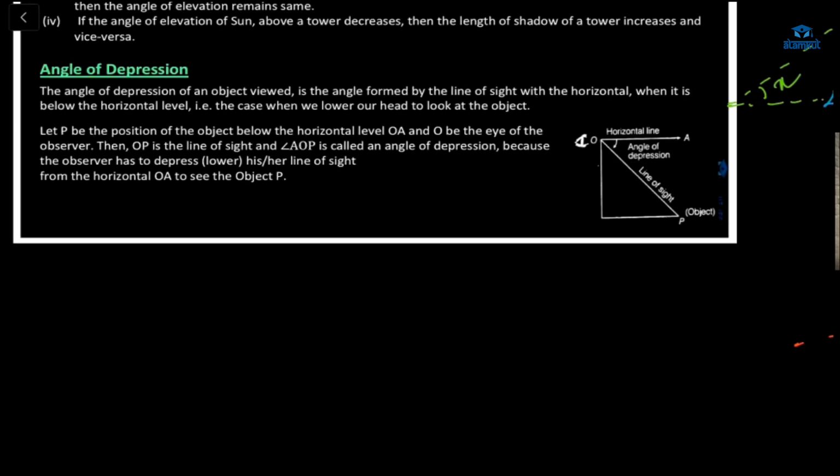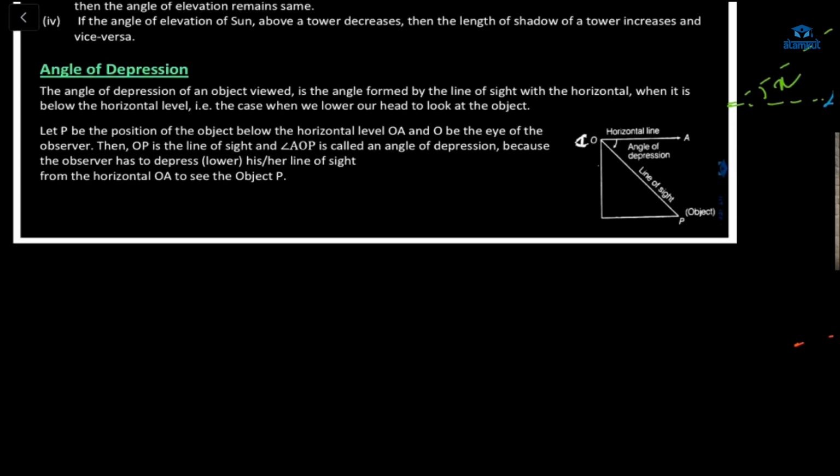Okay, so then your angle will be downward. You will be watching downward, your eyes will bend. So at that time, the angle that is made between the line of sight and the horizontal distance is called the angle of depression.